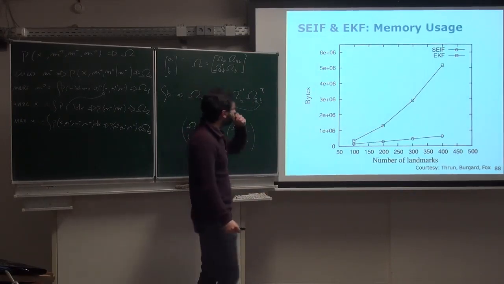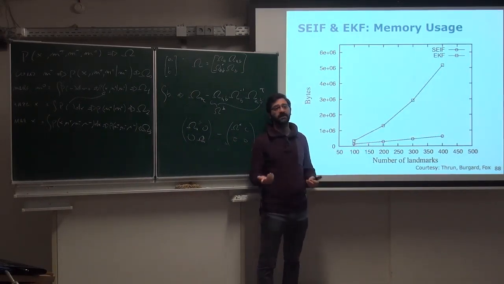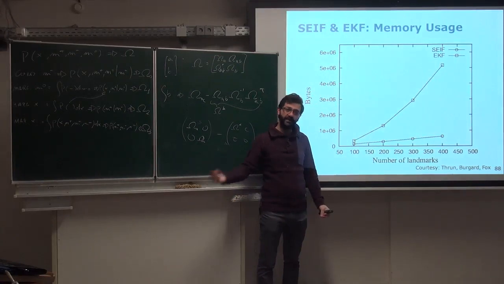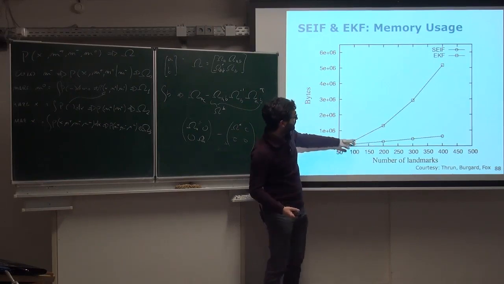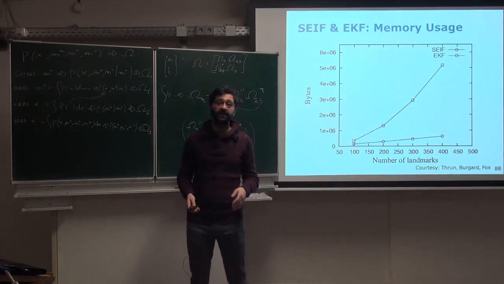With respect to memory usage, again, you have a linear increase, and that's mainly because you have to store the landmarks anyway. So on the diagonal of this information matrix, you will still have to add something, and also on the information vector you still have to add dimensions for every new landmark that you visit. But you don't have the quadratic increase that you see in the Kalman filter.